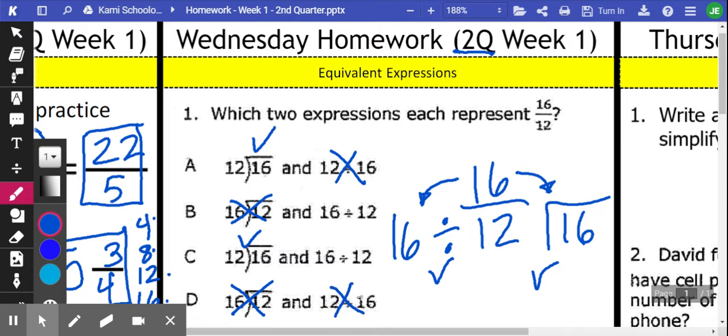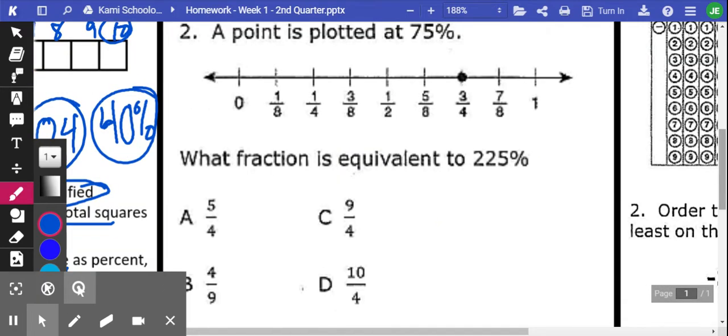So these are backwards. 12 divided by 16. So 16 goes inside, 12 is outside, and then if we take a look at it, both of those expressions also represent 16 divided by 12.